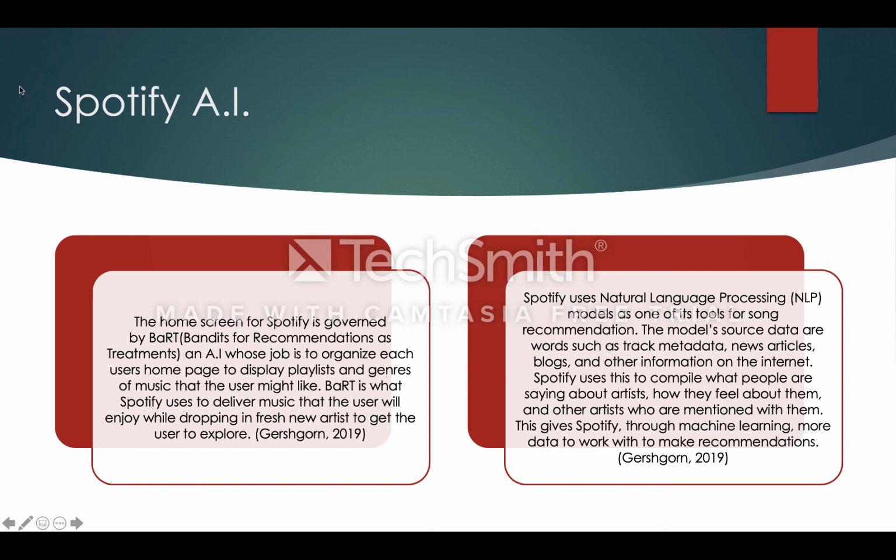Spotify also uses a natural language processing model as one of its tools for song recommendation. The model's source data are words such as track metadata, news articles, blogs, and other information on the internet.